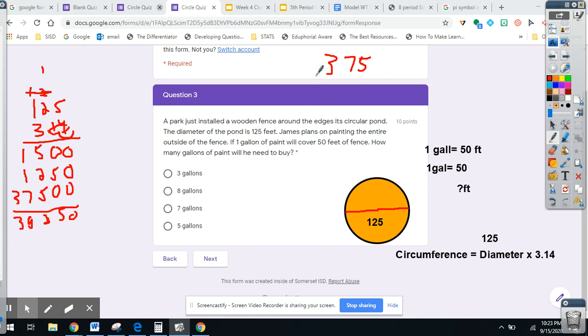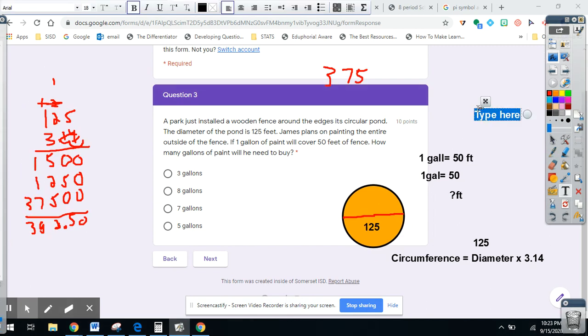39350. My estimate was 375, so the only place the decimal could go is right here. That would be closest to 375. But again, I could just move my decimal back 2 spots. So I know 393.5 is how much fence I need. So I'm going to put that here. I need 393 feet of fence.